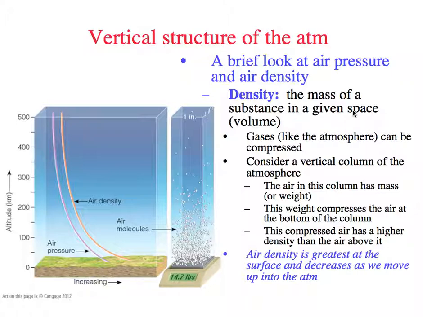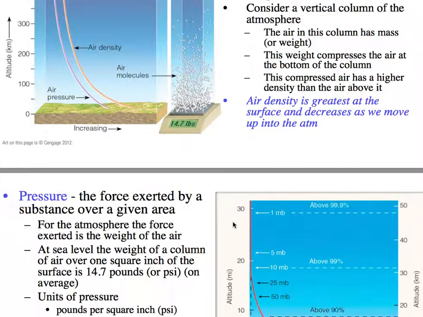So the substance is the atmosphere. The atmosphere can be compressed. If you consider a vertical column of the atmosphere, the air in this column has some kind of mass. The weight compresses the air at the bottom of the column, and that compressed air is a higher density than the air above it, and that is due to what I talked about before, which is gravity.